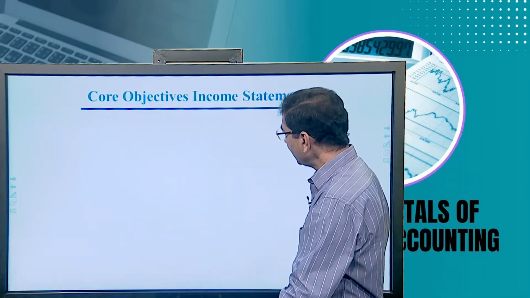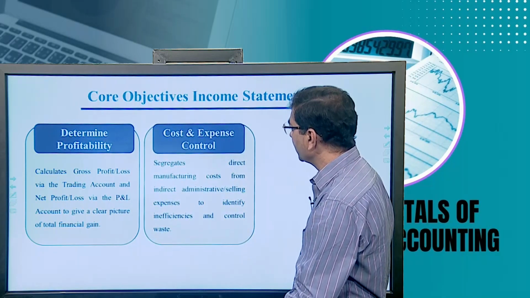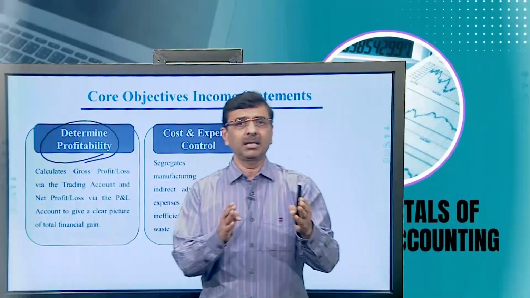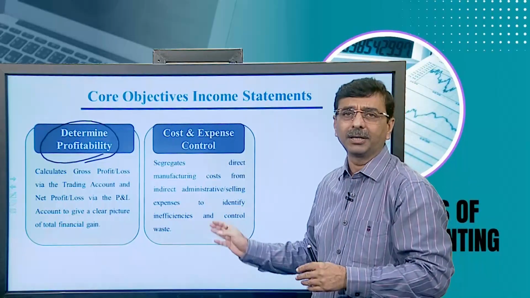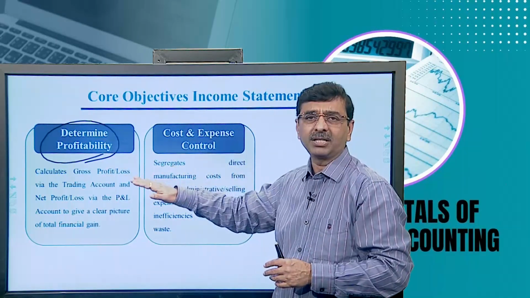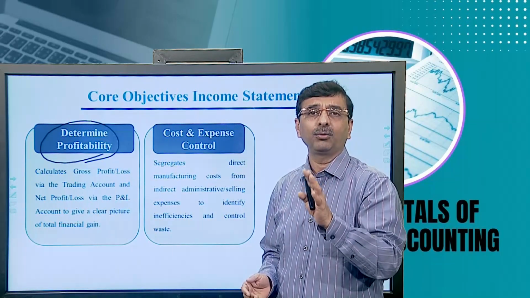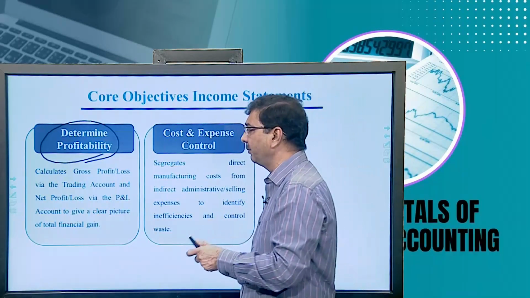Now, the core objectives of the income statement. Core objectives are three. One is to determine profitability. Again, these are the objectives of financial statements, but specifically here it is to be discussed for an income statement. So the main objective of the income statement is to get the exact evaluation of the profit and loss. That means the profitability evaluation is there.